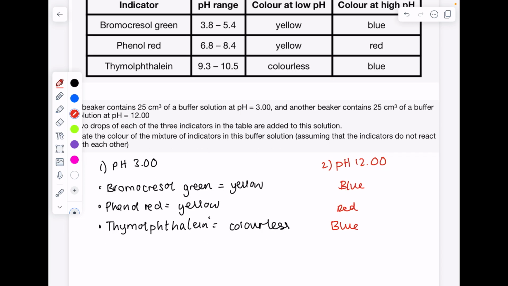So what will the overall colours be? Well, you've got yellow, yellow, colourless over here. So our colour will be overall yellow. Over here we've got blue, red, blue, so overall the colour will be purple.